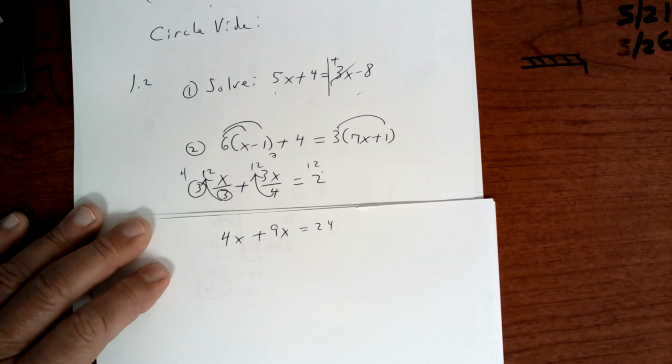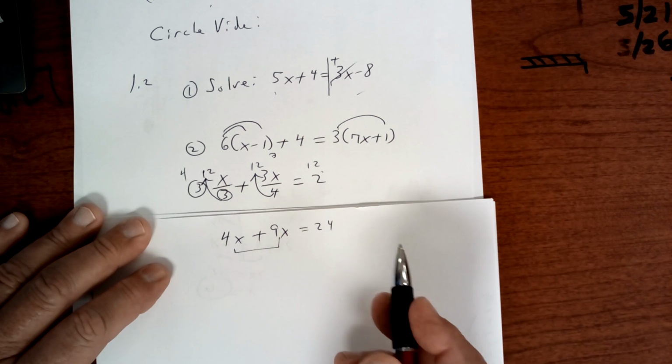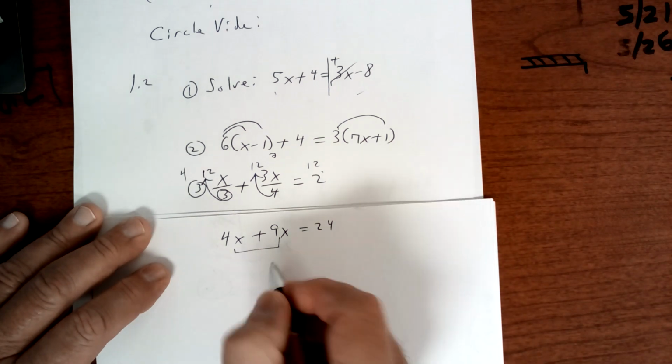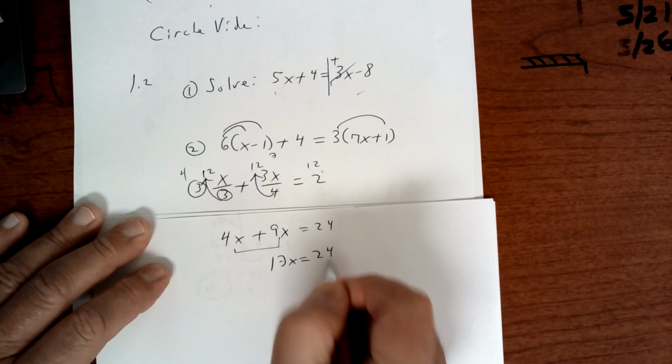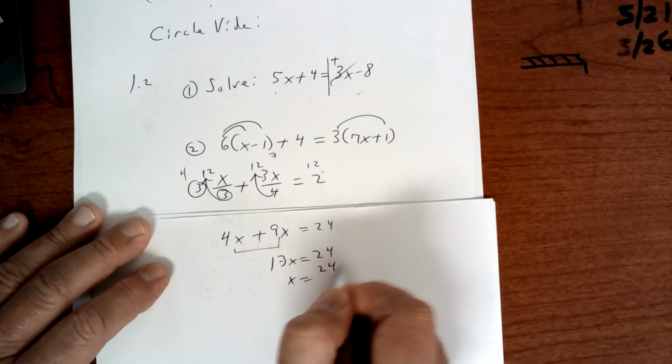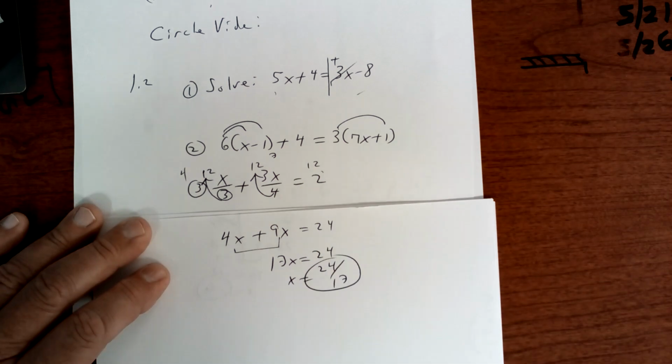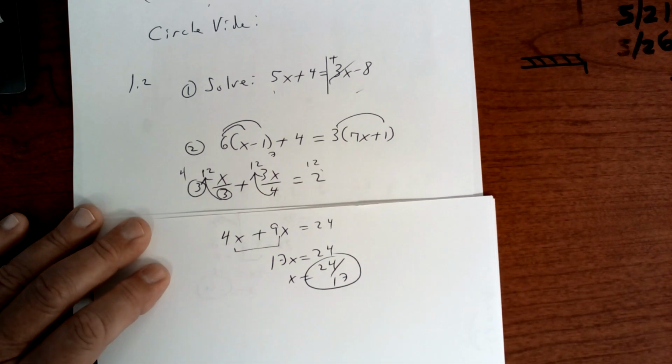Now you combine like terms. That looks like what? 13? Divide by 13. I'm a little bit suspicious because this does not work out evenly. So let me just look at my work real quick. Okay, I don't see anything wrong.